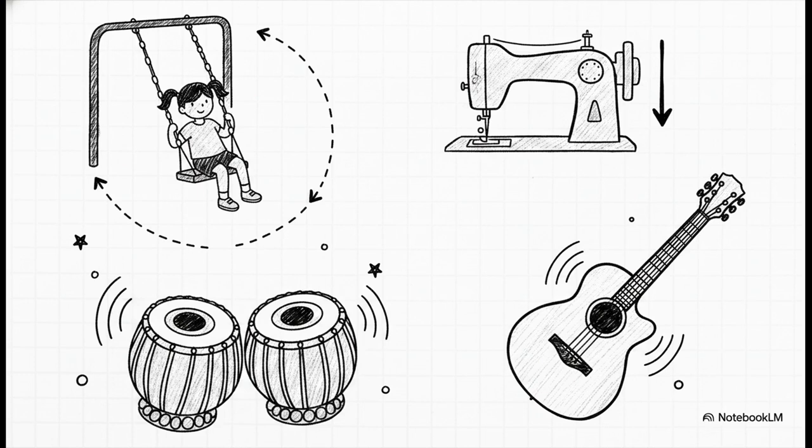A kid soaring back and forth on a playground swing. The needle of a sewing machine furiously pumping up and down while the wheel turns. Even the membrane of a tabla vibrating when it's struck, or the strings of a guitar being plucked. They all repeat their motion over a set, reliable period.